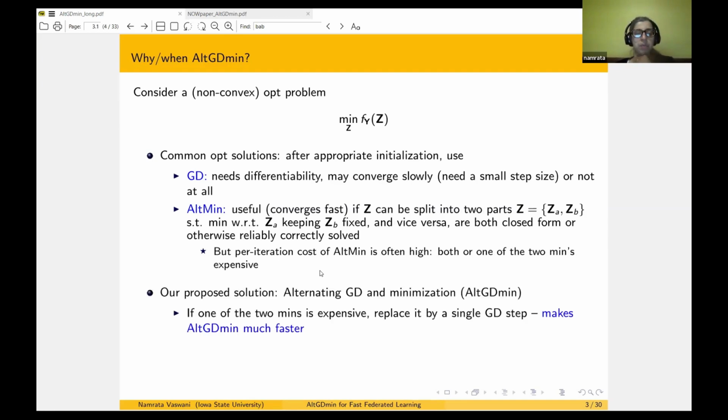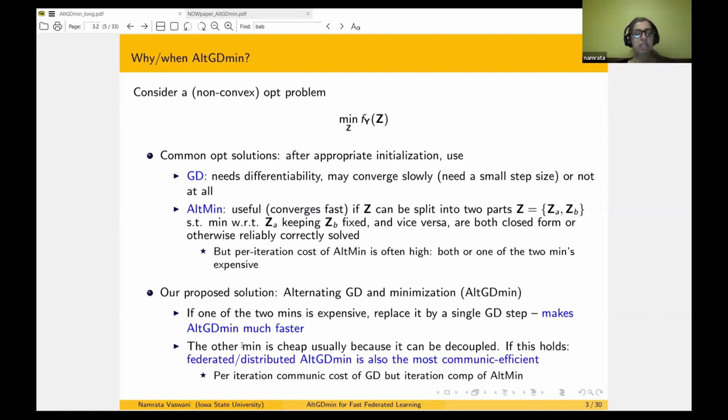Now, for certain problems, there are classes of problems in which minimization with respect to ZA is expensive, but that with respect to ZB is quick and fast. Then you can use a simple tweak. You replace the slow minimization step by gradient descent. If one of the two minimizations is expensive, you replace that by a single gradient step. And this simple change is what we call RGDmin, but the simple change makes your algorithm much faster.